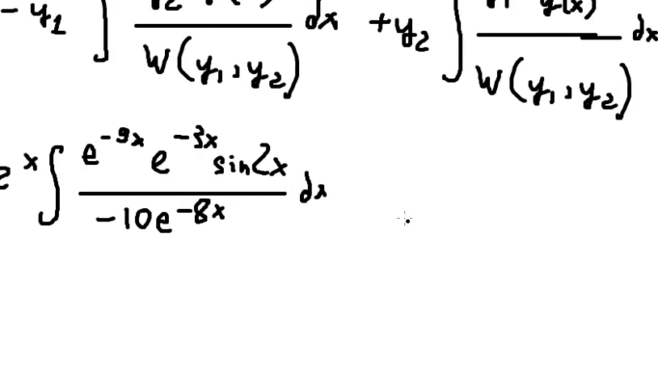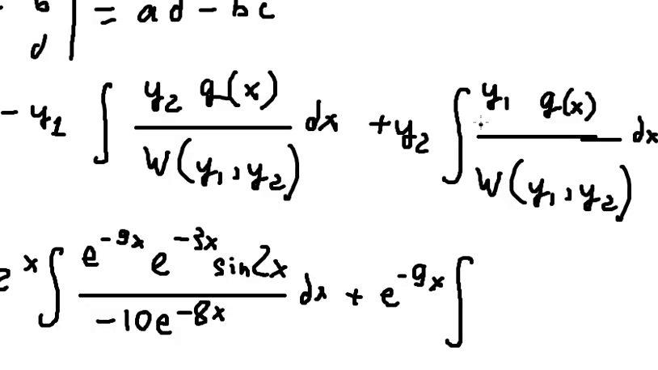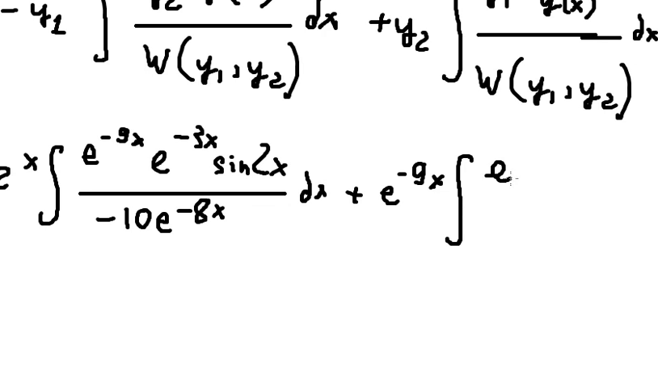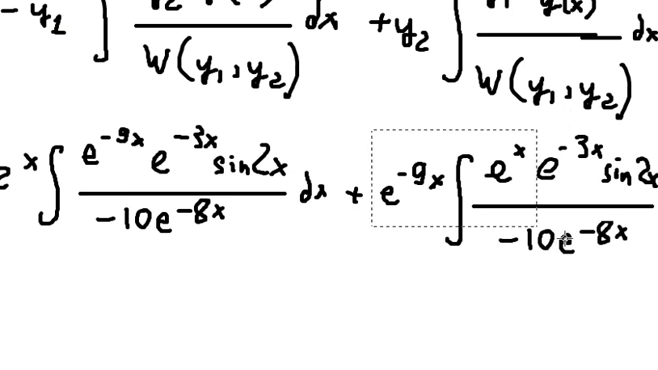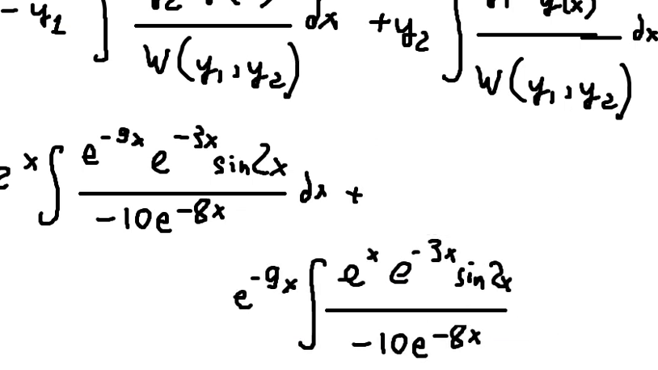Now the second one, we have e to the power of negative 9s and we have the integration of y number 1, that is e to the power of s, and we have e to the power of negative 3s sine 2s, and we have the Wronskian, that is this one. I will put this one in here.